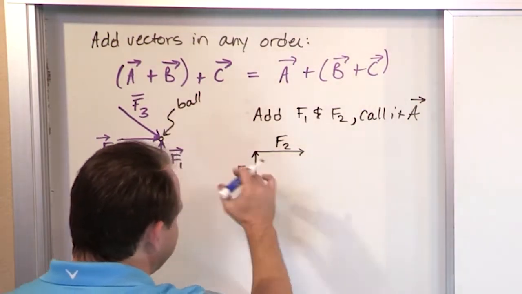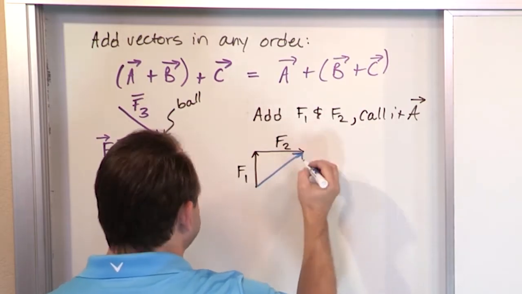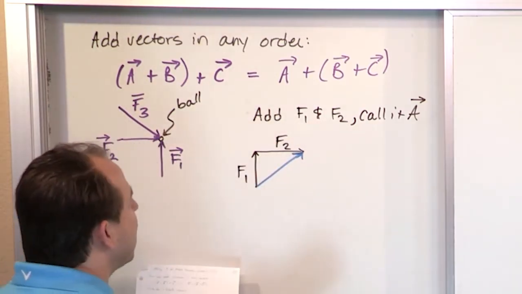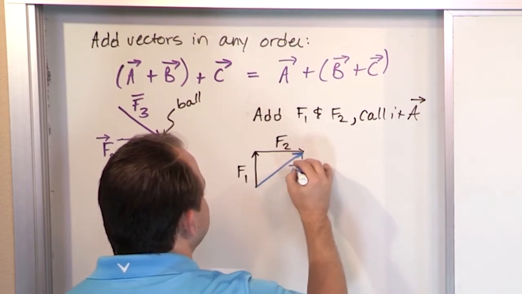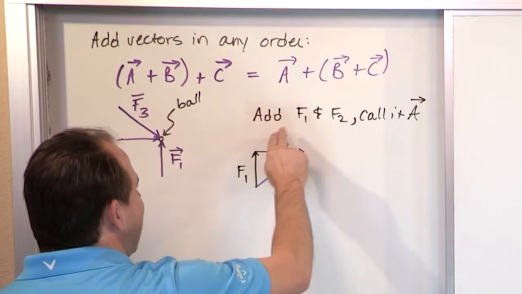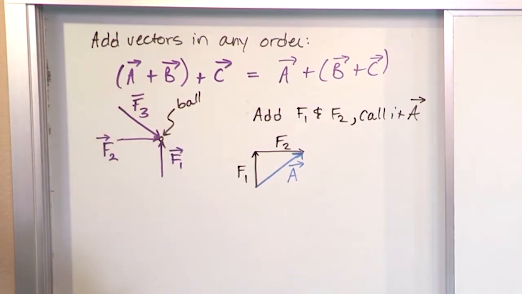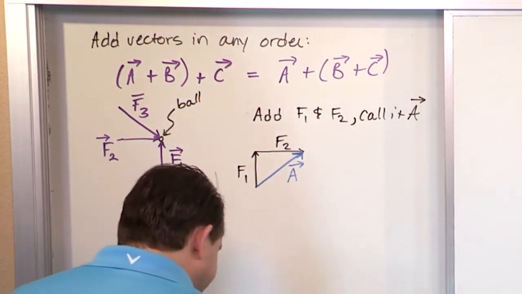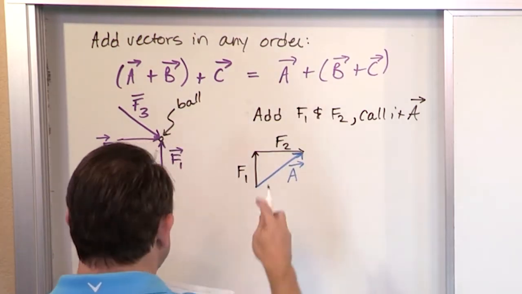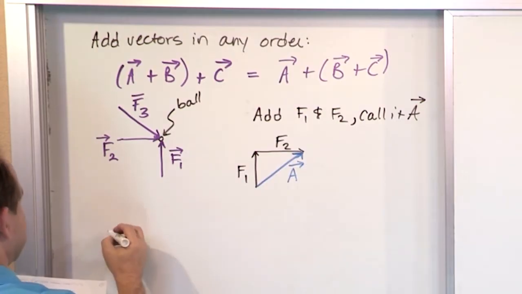So now that they're tail to head, I can add F1 and F2, and I'm going to call this the resultant. But instead of calling it FR, I'm going to call it something new, A vector. Why am I calling it A vector? Because I'm going to take A, which is the answer of F1 and F2, and add it to F3, and see what we get. So let's now take A, the answer, and go over here and add A.